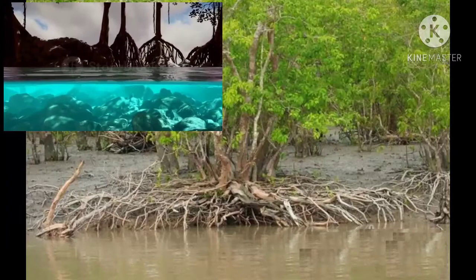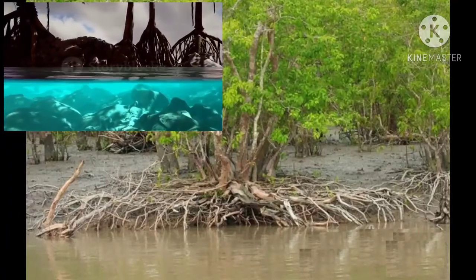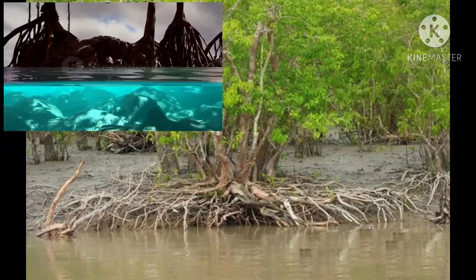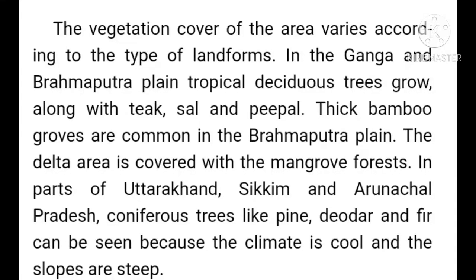The natural vegetation varies according to the land features. The delta is covered with mangrove forest. In the floodplains, tropical deciduous trees grow along with sal, teak, and peepal. Thick bamboo trees grow in the Brahmaputra plains. Due to the cool climate and steep slopes, we find coniferous trees like pine, deodar and fir growing in parts of Uttarakhand and Arunachal Pradesh.